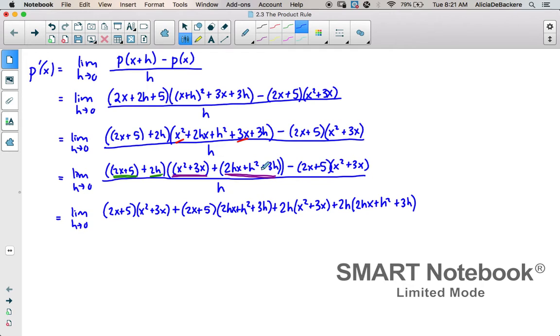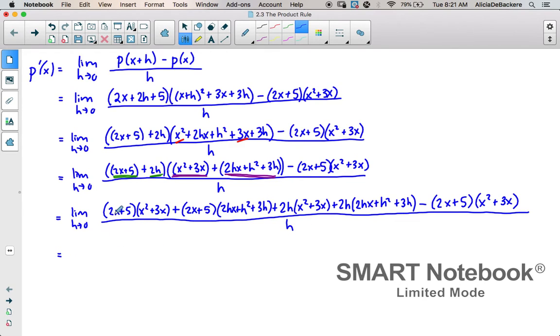Okay, that's just this first bit all expanded out, and I still have this extra guy here hanging out at the end. Right away I can simplify a little bit, because what I have over here is the 2x plus 5 times the original parabola, and over here I'm subtracting 2x plus 5 times the original parabola, so they're going to cancel away to 0. And it's a little bit simpler.